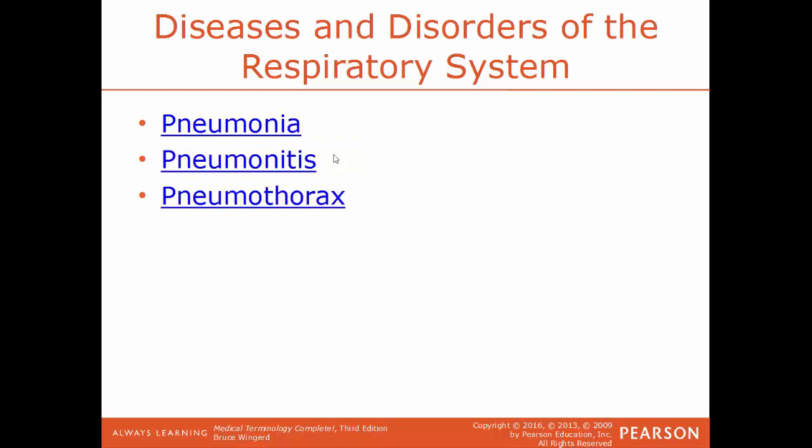Pneumonia. This is an inflammation of the lung that's either caused by a viral agent or a bacterial agent, and eventually the alveoli, the air sacs in the lungs, will become filled with fluid or pus and become solid. And there are many different types of pneumonia, depending on what part of the lung, how widespread it is, and what causes it. Pneumonitis. This is the inflammation of the walls of the alveoli, usually caused by a virus.